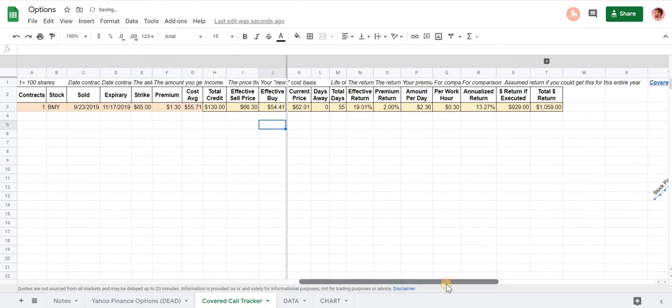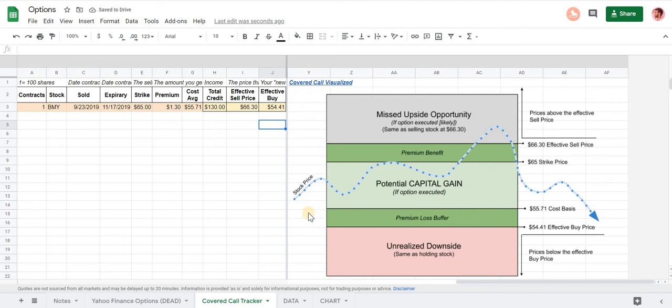Not sure if it will. We'll see. But here's that visual. The dotted blue line is the stock price, and that can fluctuate at any point. This chart is based off of this BMY contract here, so all the details here line up with the chart. It assumes that you owned 100 shares of BMY and you bought them for $55.71. So $55.71 is your cost basis. If this is the stock price, it's trading always above $55.71 until the very end.